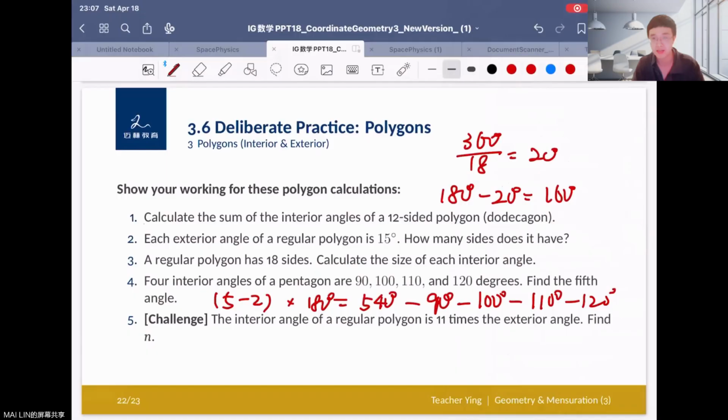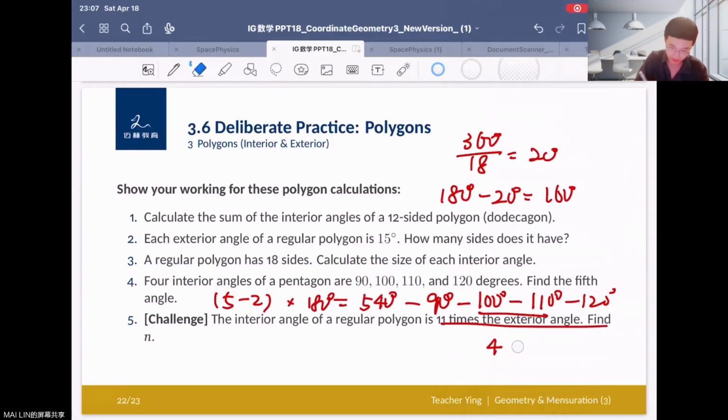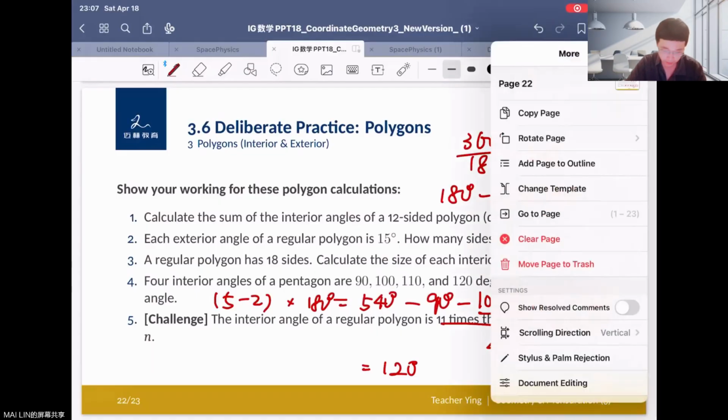Okay. So the value here we can set as 540 degrees minus the total of 420 degrees, right? Oh, sorry, the total is 420 degrees, right? 420 degrees. So that leaves 120 degrees. So the fifth angle is 120 degrees. Okay, that is for the pentagon.